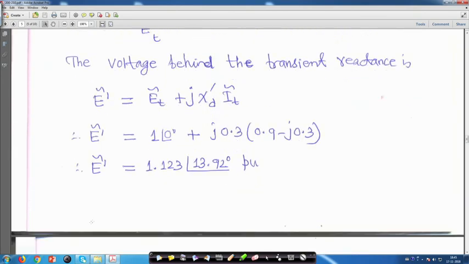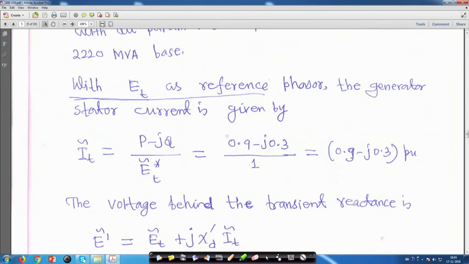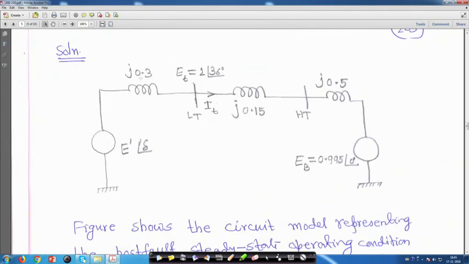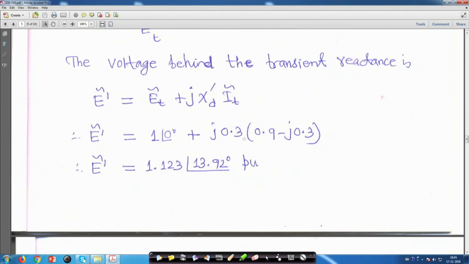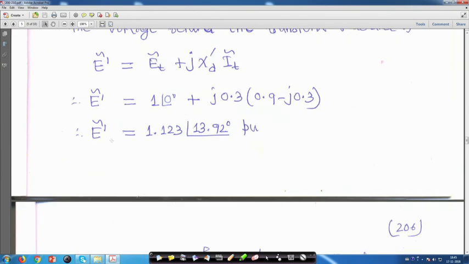So, that is why we are writing that E dash tilde is equal to E t tilde plus j x d dash I t. Now, E t tilde we have taken as a reference, 1 angle 0, and x d dash is given here, that is 0.3, right. So, it is 0.3 into I t tilde, we have got 0.9 minus j 0.3. If you do so, then E dash tilde is actually 1.123 angle 13.9 degree, right.